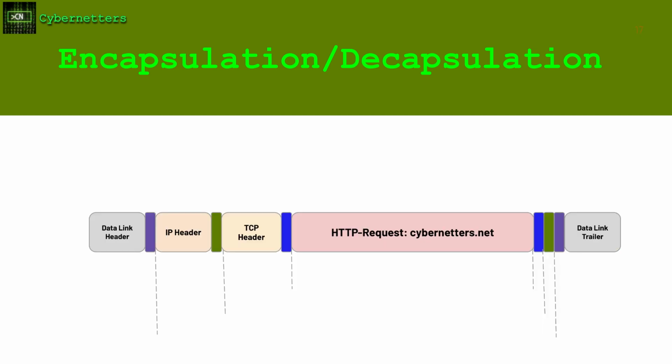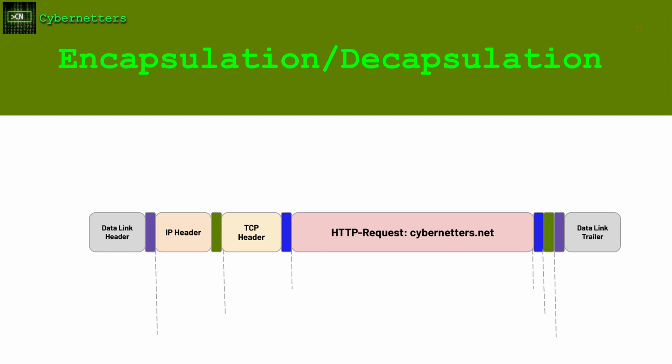The diagram here shows the concept of what I was talking about with encapsulation in networking, which shows how data moves through the layers of the OSI or the TCP/IP model. Here, you can see the data link header and trailer, which is in gray. These are added by the data link layer to frame the data for transmission across the physical medium. It includes the physical addressing, which is the MAC addressing, and error checking.